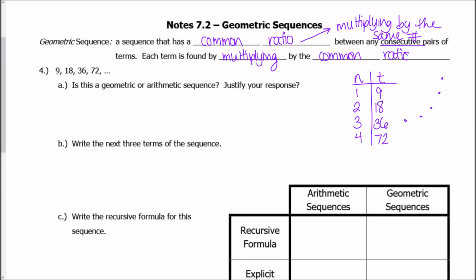So is this a geometric or arithmetic sequence? Well, it's geometric because we have a common ratio of 2, because to go from 9 to 18, you multiply by 2. To go from 18 to 36, you multiply by 2. To go from 36 to 72, you multiply by 2. So we're going to say it is geometric because it has a common ratio of 2.